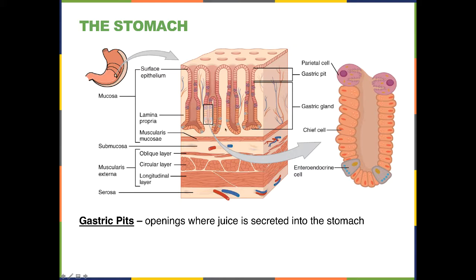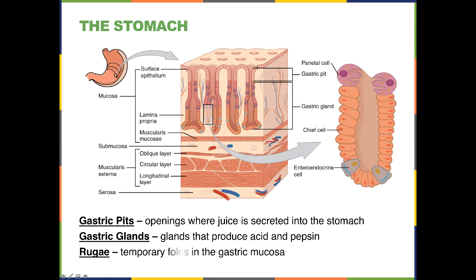So the gastric pits, as I said, are where the gastric juice comes out of the gastric glands. These are the glands right here, and they produce all of the material that is then extruded into the lumen of the stomach. Now, during the process of contraction, folds will form in this mucosa, and these temporary folds, which come and go, are called gastric rugae.